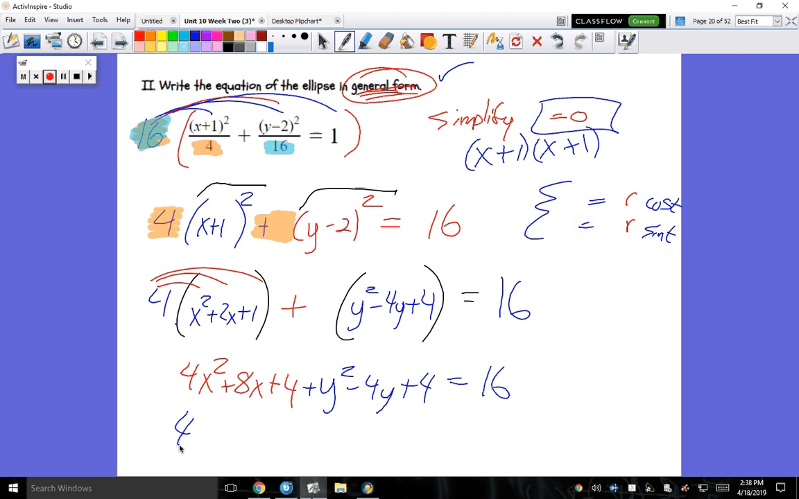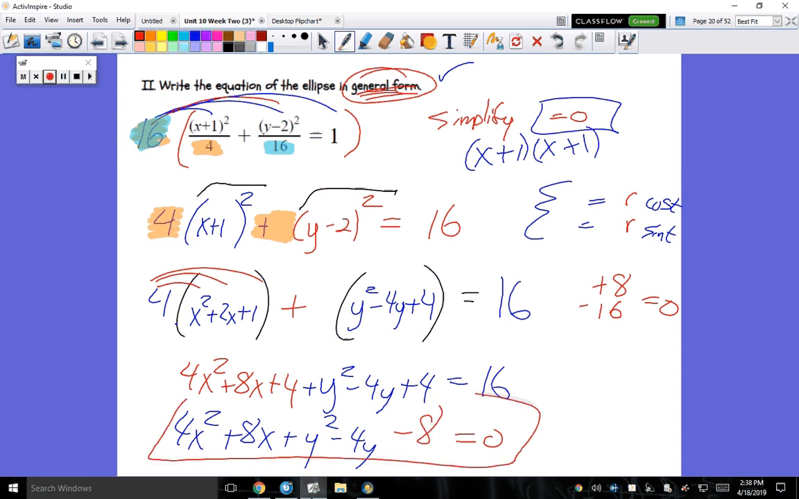So grouping your x's together, you get this. Grouping my y's together, we'll get this. And now by adding these 8s and subtracting the 16, what will we have left over set equal to 0? Negative 8, yeah. So this right here is our standard form, and that's what we have as far as the manipulation of the original piece.